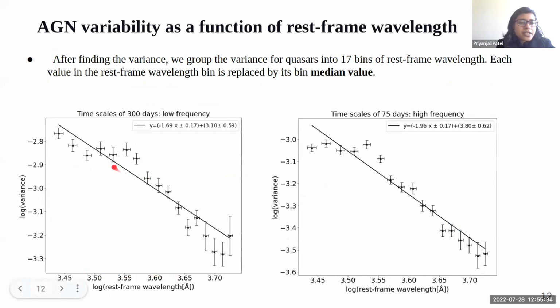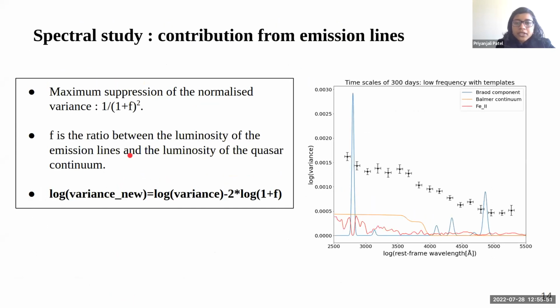So after this, if we go back to this figure, that is of variance versus rest frame wavelength, there are some wiggles in this plot. For example, around 3.55, there is a peak in the variance. And to understand what causes this peak around this point, we overplot the template of the spectrum on top of the plot of variance versus rest frame wavelength. So here there are different templates of the spectrum. If you see around 2800 and around 4800, there is a suppression of the variance.